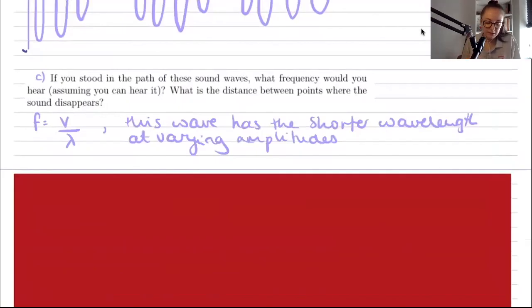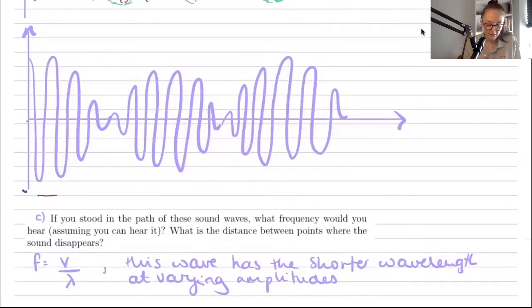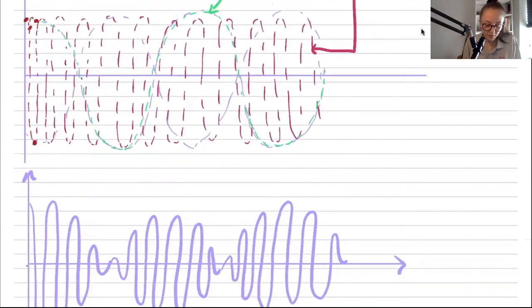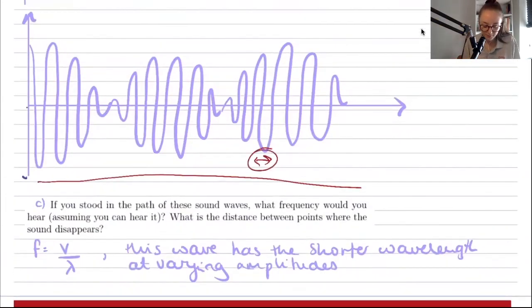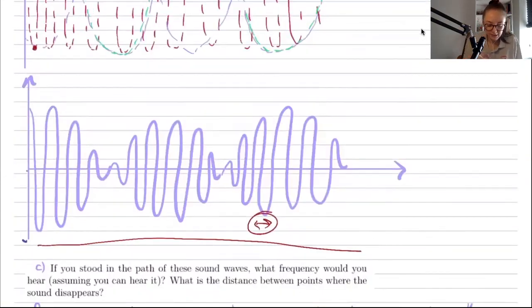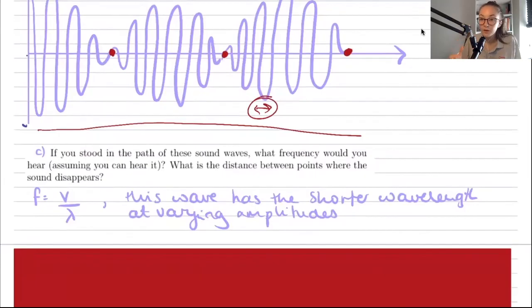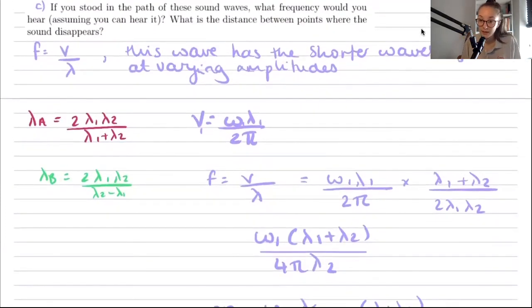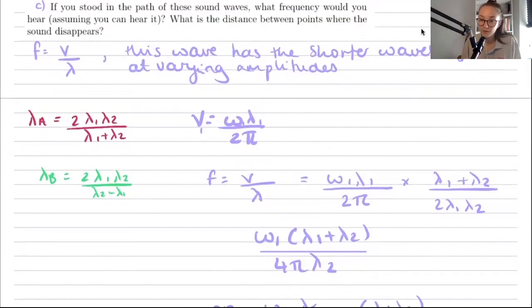So now it's asking, if you stood in the path of these sound waves, what frequency would you hear? Well, essentially what's happening here is this is a wave of this short wavelength, but its volume is changing sinusoidally. So we would hear a wave of this short wavelength. And it's also asking where the sound disappears. So the sound will disappear at each node of the longer wavelength. So the frequency that we hear is the frequency of this smaller wave, which we can work out from the speed of the wave and the wavelength.